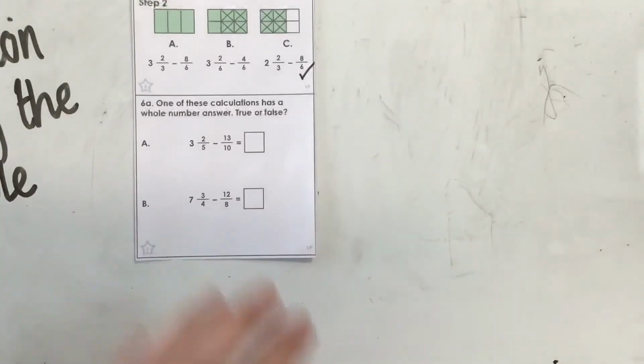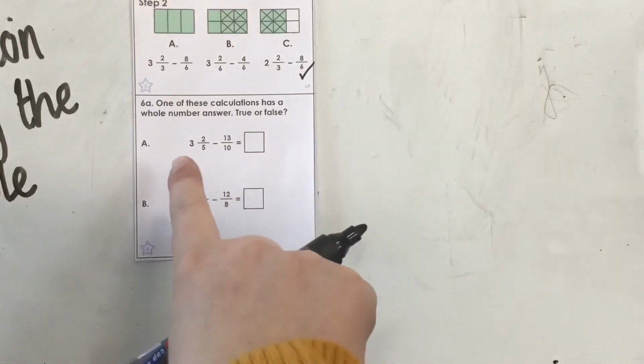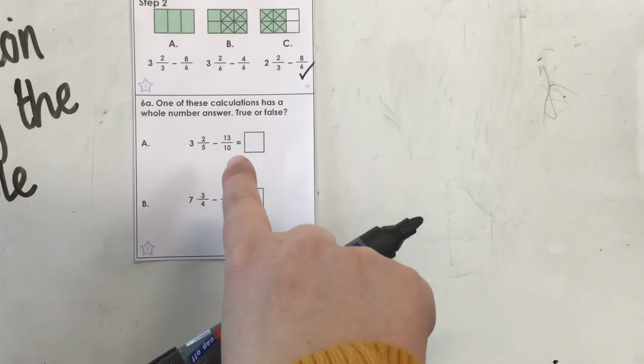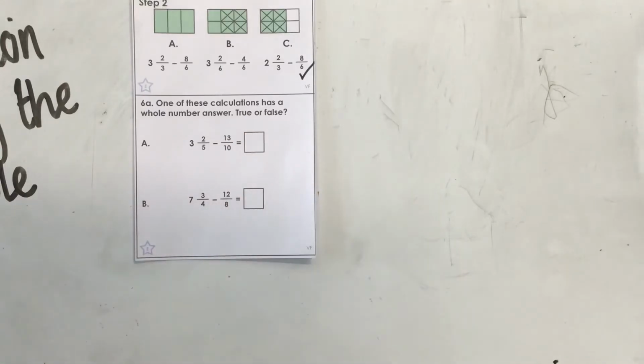And I've got no pictures this time, but I think we're a little bit more confident now about what it means when we're breaking the whole or we're taking some away. It's a fraction away from the whole. So I've got 3 2/5 and 13/10.